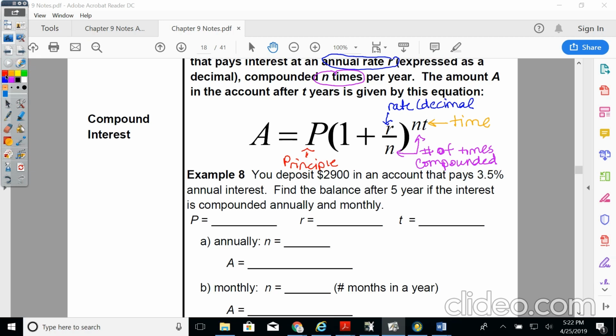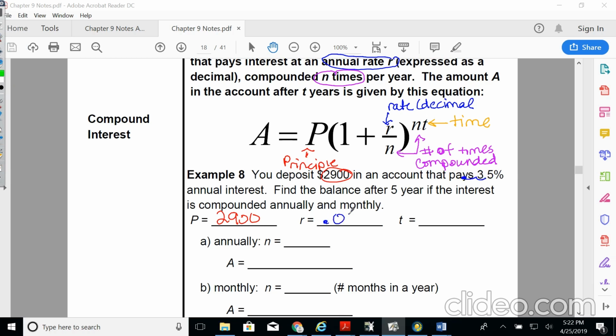All right, so how much do you start with? The principal amount is the $2,900. So that's what you're going to plug in for P. The rate is 3.5. So if I move the decimal back twice, multiply it by 100, it's 0.035, not 0.35. That's only moving it back once. Make sure you move it back twice. And it says find the balance after 5 years. So time is 5.